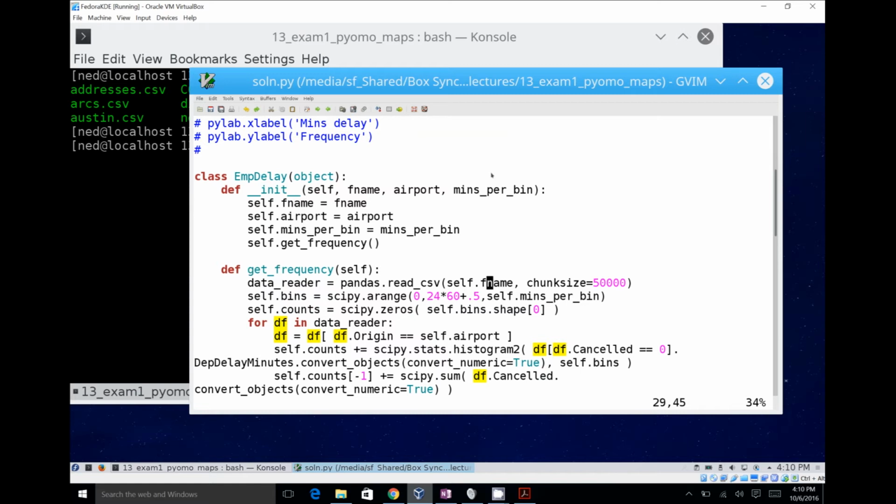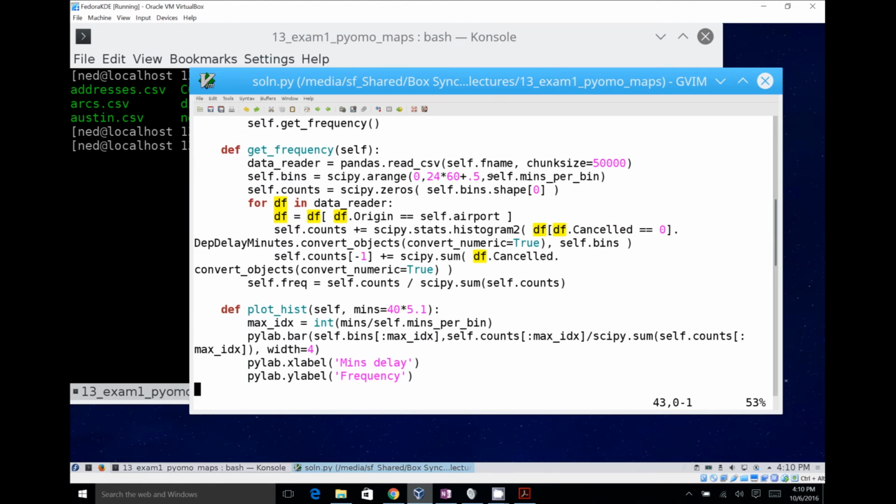Many of you had almost the exact same structure, which shows you that after you think a little bit about programming or you've had some experience programming, you're likely to come up with the same structure as somebody else for the same problem. Here we have the airport name, the file name, and the minutes per bin. After that, I'm going to call get frequency, which is going to do this scan through the various chunks of the data.